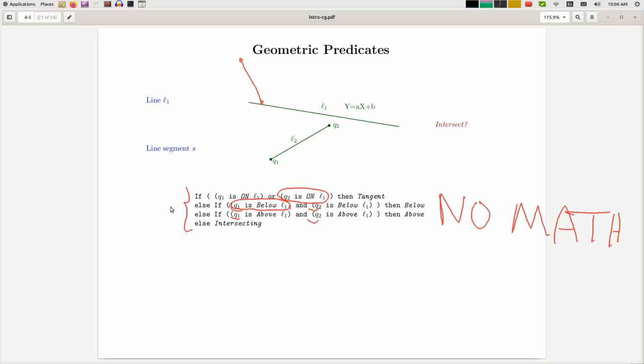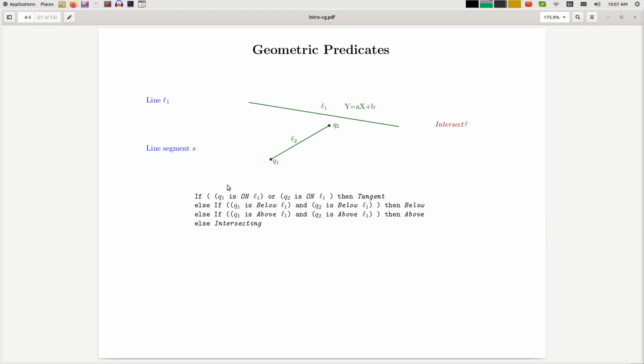That's actually why we need geometric predicates. The main math part of computational geometry has been hidden away inside these predicates. And all we're doing here is using geometric properties of lines and segments to decide whether a line segment intersects a line. That's basically computational geometry.